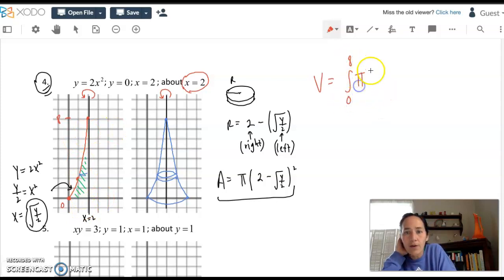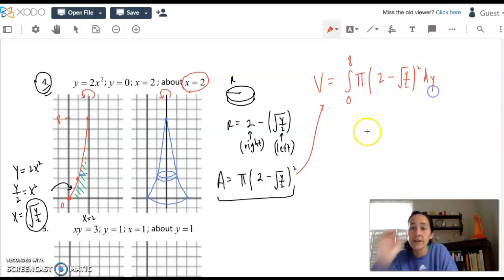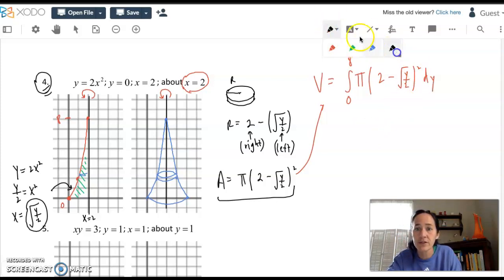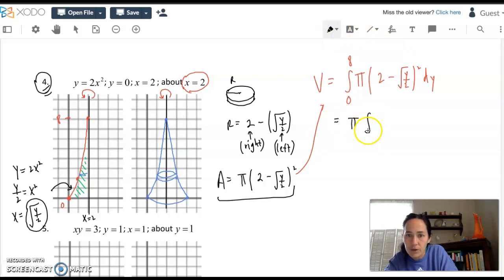A pi r squared. So pi, I'm just recopying this expression, 2 minus the square root of y over 2 squared. Take this next part nice and slow so we don't make a calculation error. Get the pi out of your way. We can just slide it to the outside. Oh, and actually, I'm going to integrate in a second, so I'll leave the integral sign here. But I do want to FOIL this.